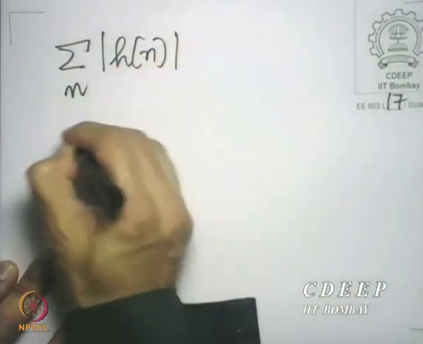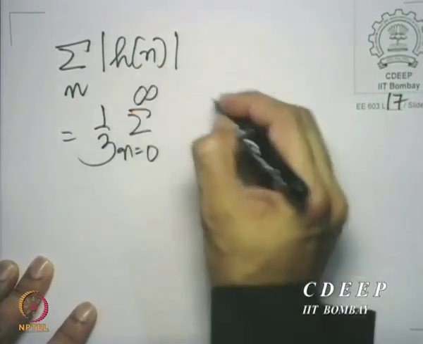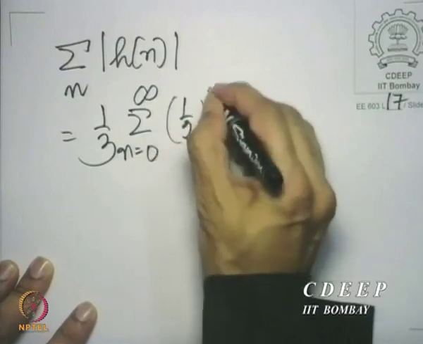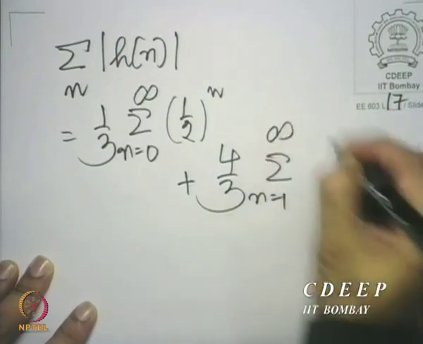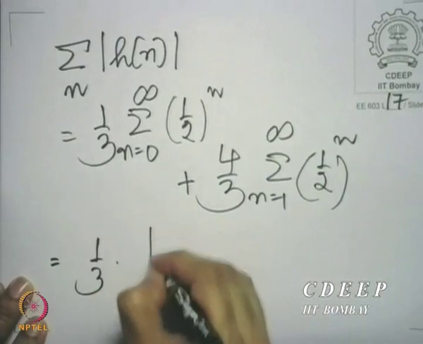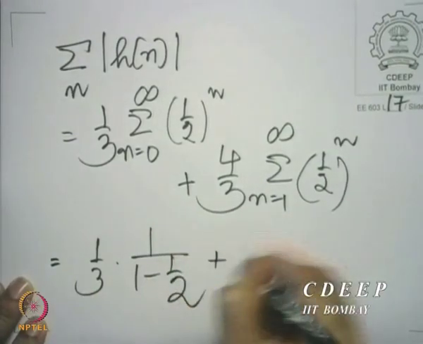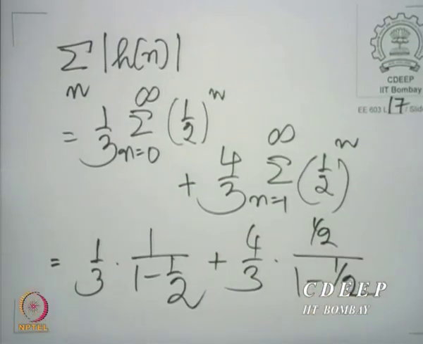is very easy to calculate. It is 1 by 3 summation n going from 0 to infinity half raised to the n plus 4 by 3 summation n going from 1 to infinity again half raised to the n. And that is 1 by 3 times 1 by 1 minus half plus 4 by 3 into half into 1 minus half. And of course, you can simplify this, but anyway it is absolutely summable. So, clearly this system is stable.